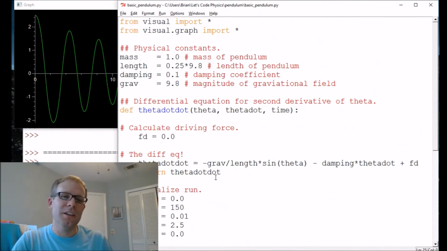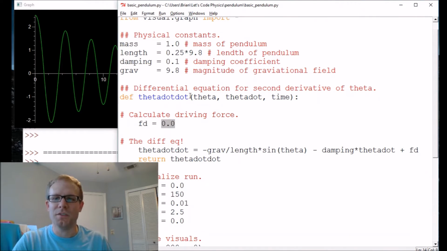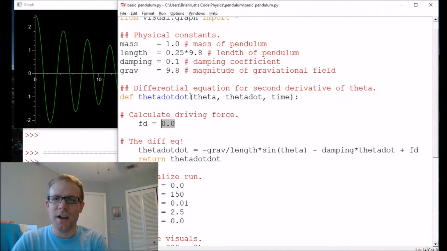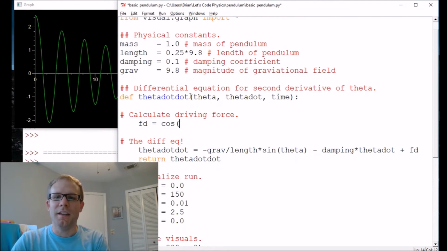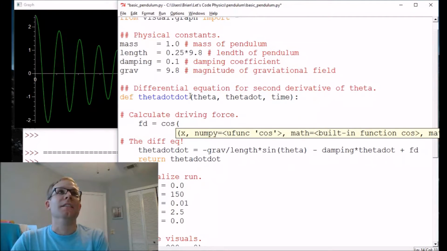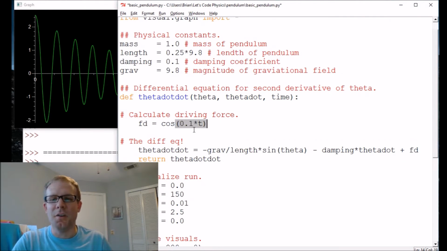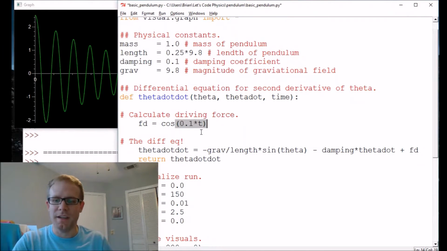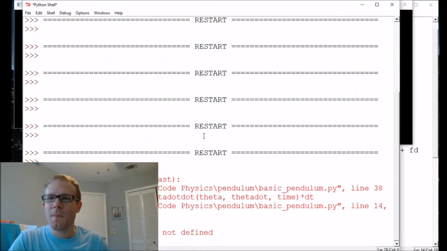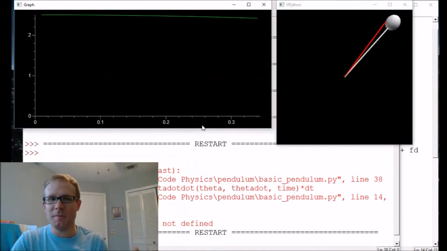So where you can get the really interesting stuff is when you start bringing in a driving force. For example, if you make a driving force of, let's say, cosine of 0.1 times t, because if I put this thing low, that means it has a low frequency. Let's see what that does. Oops, I didn't call it t, I called it time earlier, right? I spelled everything out so that I could remember what it was.